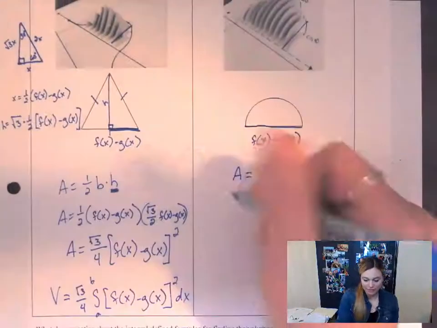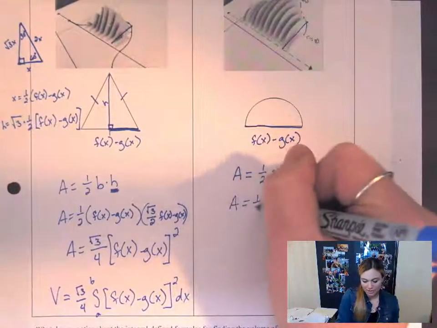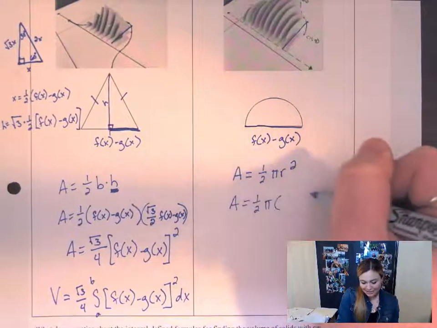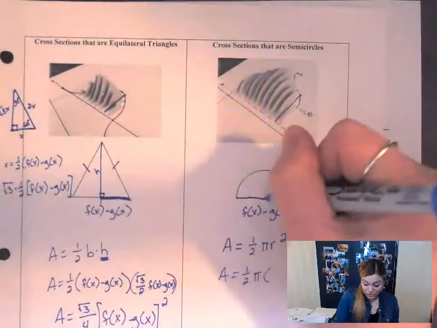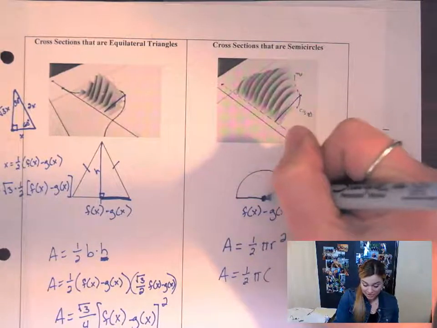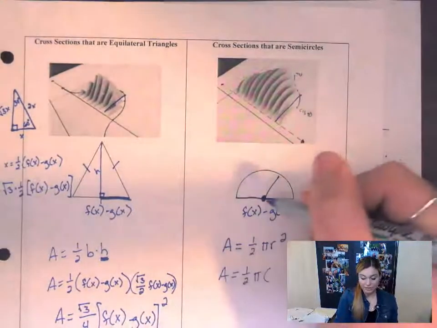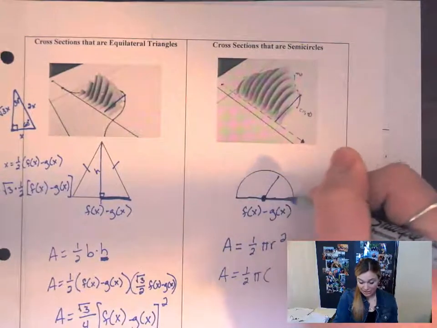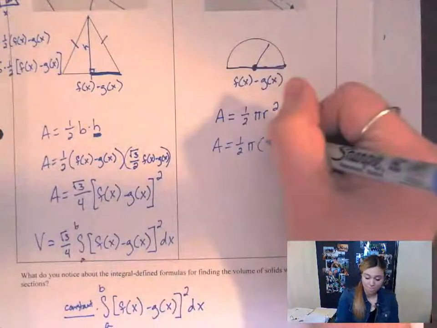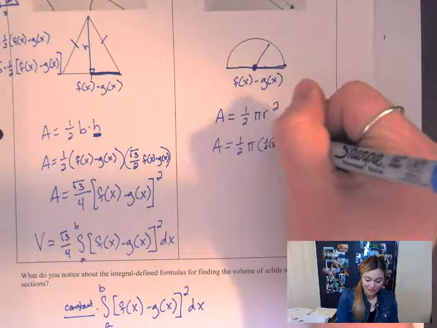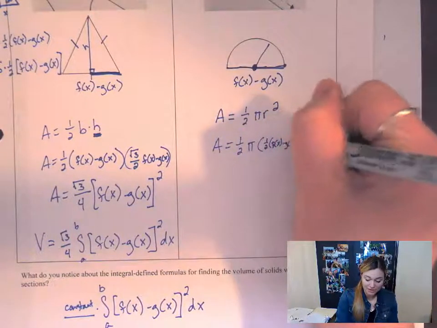Area is equal to 1/2 pi r squared. Remember that radius is halfway across the circle. So if I'm talking about this, radius would be from the center of the circle to the edge, or I could say from here to here. So the radius would have to be 1/2 f of x minus g of x.